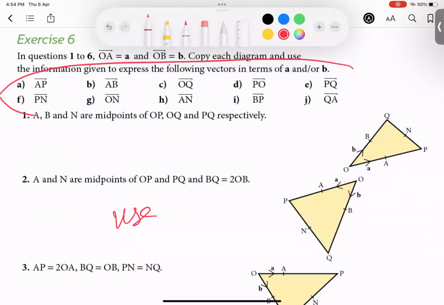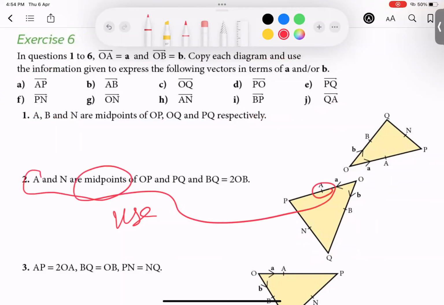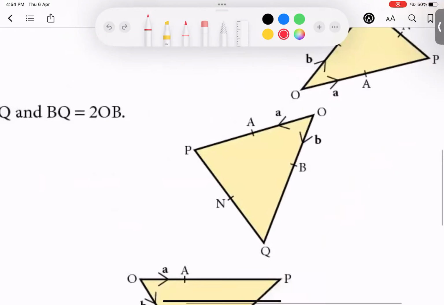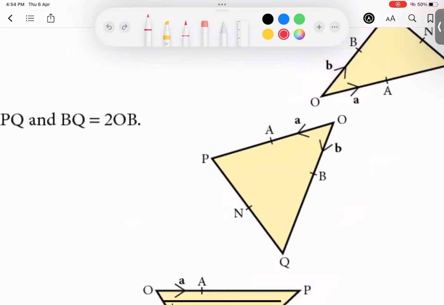You find all 10 parts, but use diagram number 2. So one minute, please. First, because A is the midpoint. So A is the midpoint. I'm not going to help you further. N is also a midpoint. But B is not a midpoint. Interesting part. And this is very interesting. I will help you how to solve it.